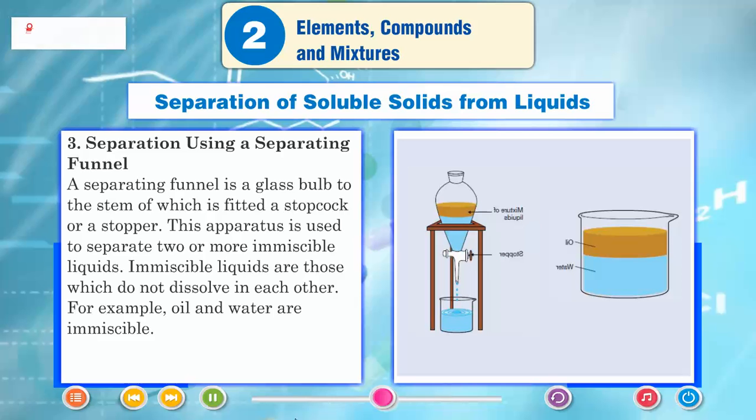Separation using a separating funnel. A separating funnel is a glass bulb to the stem of which is fitted a stopcock or a stopper. This apparatus is used to separate two or more immiscible liquids. Immiscible liquids are those which do not dissolve in each other. For example, oil and water are immiscible.